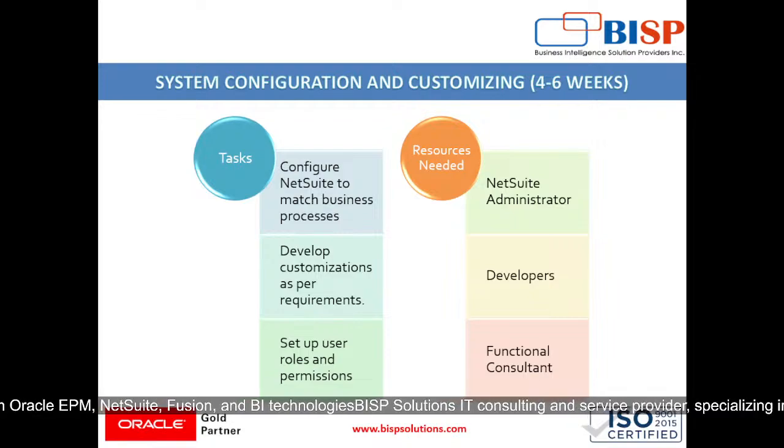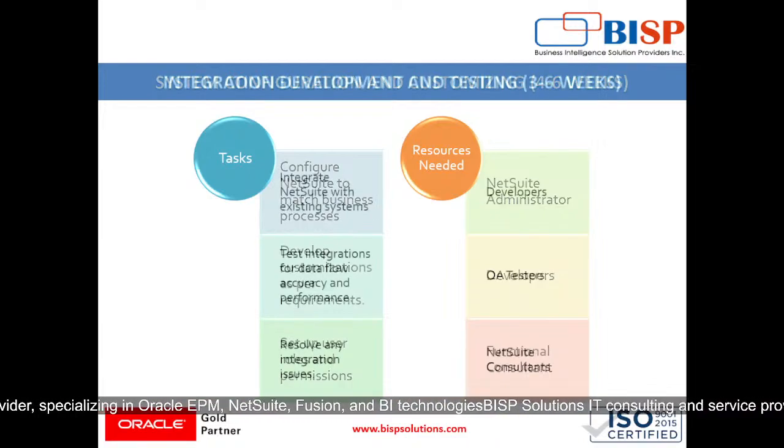Then comes our fourth phase, which is system configuration and customization. It will take around 4 to 6 weeks. The tasks involved are configuring NetSuite to match business processes, developing customizations as per requirements, and setting up user roles and permissions. We will be requiring resources like a NetSuite administrator, developers and a functional consultant.